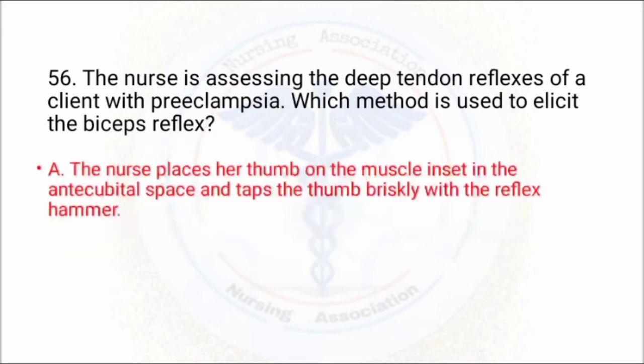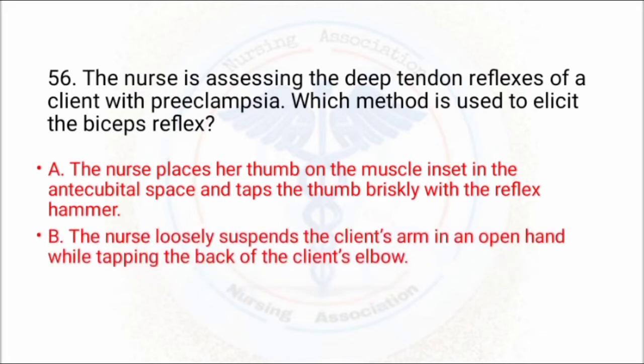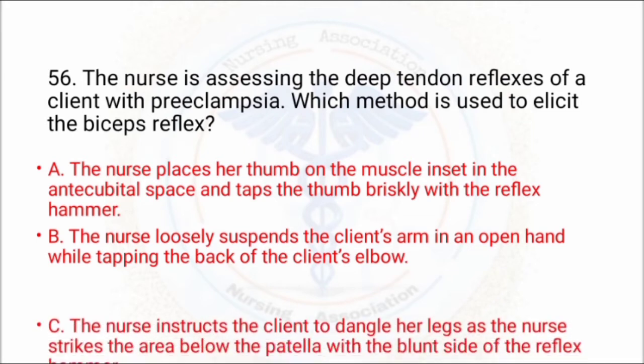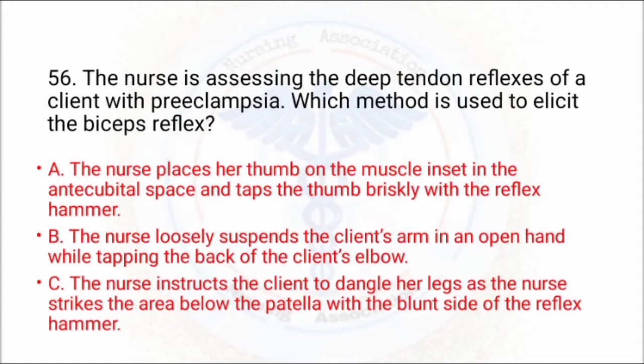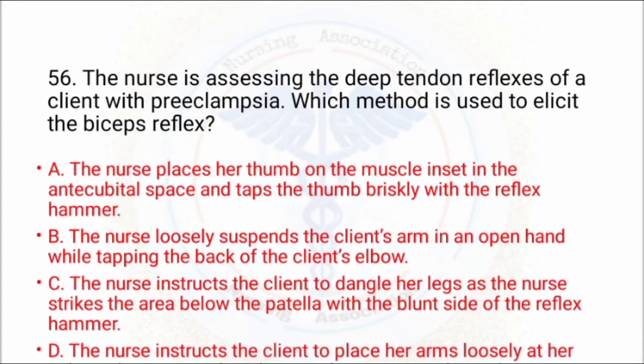Option A, the nurse places her thumb on the muscle insertion in the antecubital space and taps the thumb briskly with the reflex hammer. Option B, the nurse loosely suspends the client's arm in an open hand while tapping the back of the client's elbow. Option C, the nurse instructs the client to dangle her legs as the nurse strikes the area below the patella with the blunt side of the reflex hammer. Option D, the nurse instructs the client to place her arms loosely at her side.